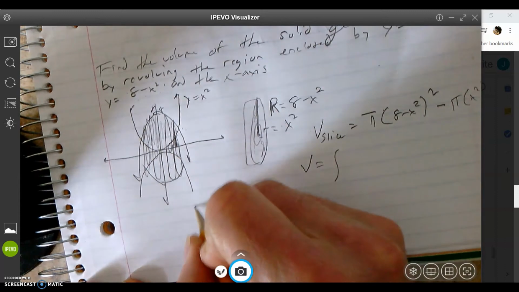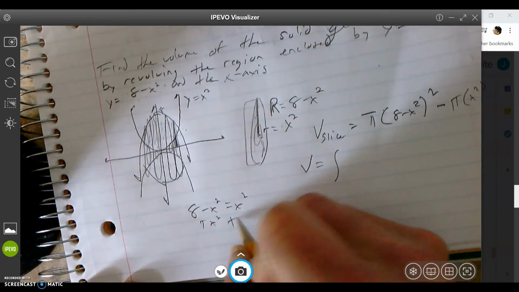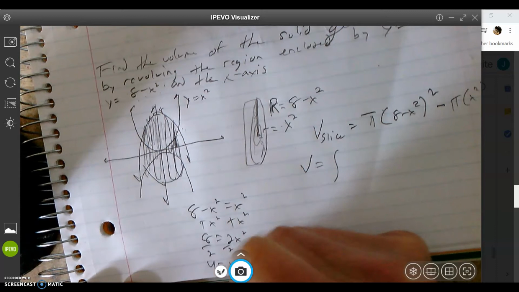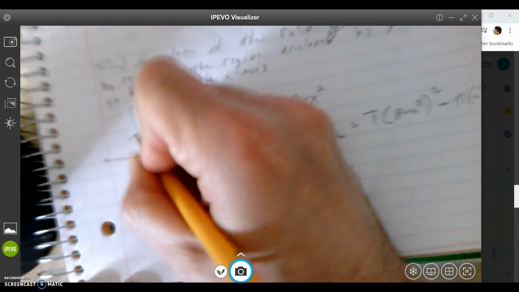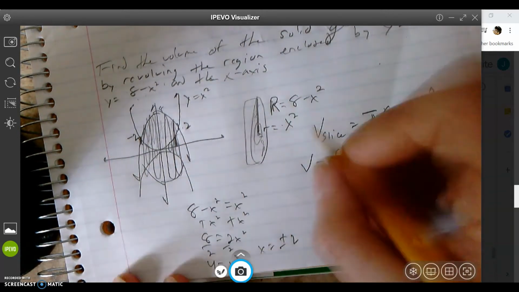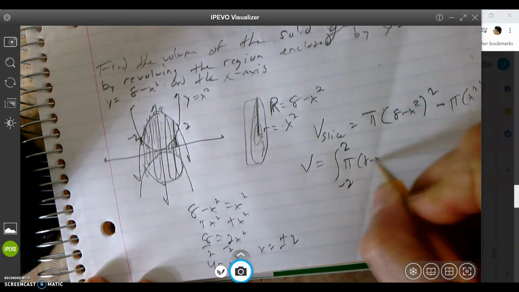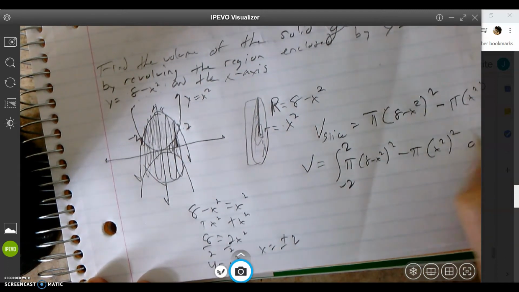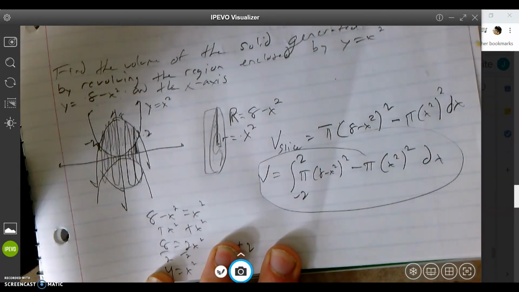See what we got. Okay, so that'd be 8 minus x squared equals x squared. Plus x squared, so 2x squared equals 8, divided by 2, 4 equals x squared. And so x is going to be plus or minus 2. So this is negative 2 and this is positive 2 where they intersect. Okay, so it's negative 2 and positive 2. All these donuts in between is pi times 8 minus x squared all squared minus the smaller circle, dx. Sorry, dx at the end. Oh, there we go. Did you get that?